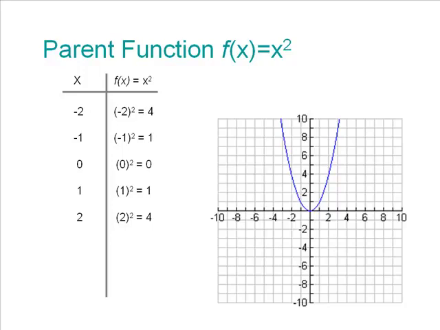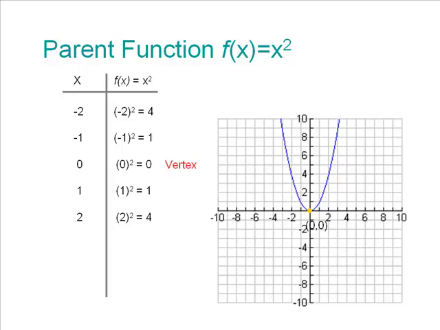This is our parent function, the fundamental function for a parabola. Note that I would take the numbers -2, -1, 0, 1, 2, and square each of those numbers. If you square -2, you get 4. If you square -1, you get 1. If you square 0, you get 0. If you square 1, you get 1. If you square 2, you get 4. 0, 0 is the vertex of the parabola.